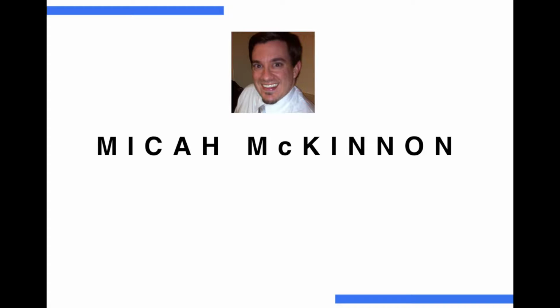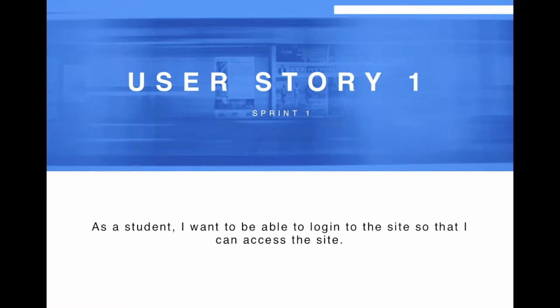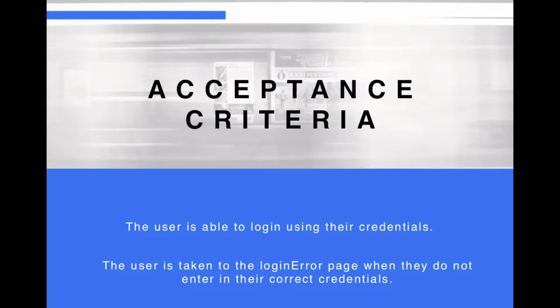Hello, this is Micah McKinnon with my demo for Sprint 1. My first user story was as a student, I want to be able to log into the site so that I can access the site. The acceptance criteria are as follows. The user is able to log in using their credentials, and the user is taken to the login error page when they do not enter their correct credentials.